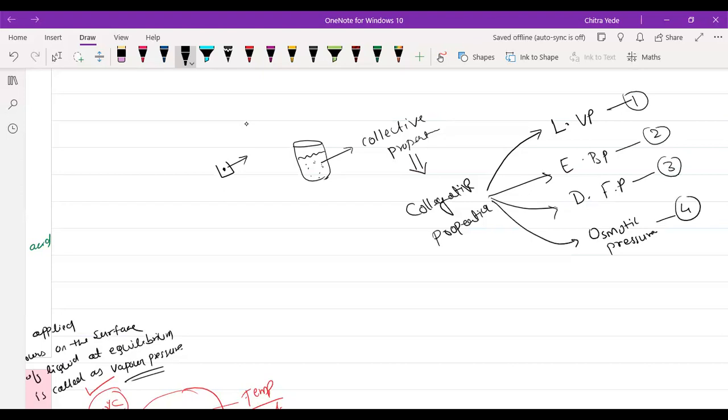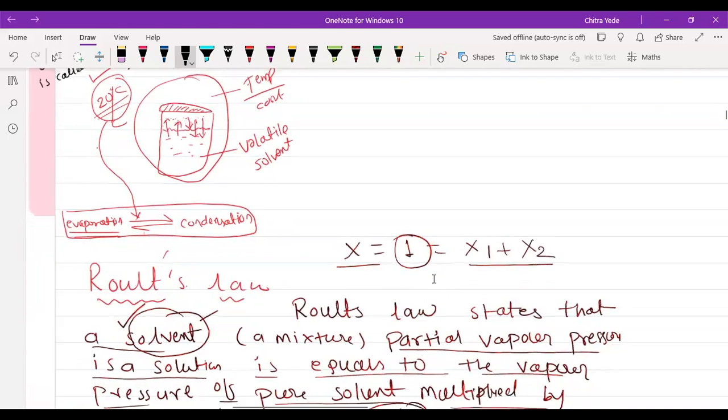Okay, so first we will start now with lowering of vapor pressure. First you have to understand what is vapor pressure, and I have made you understand already. What is vapor pressure, beta? Yes, what is vapor pressure?